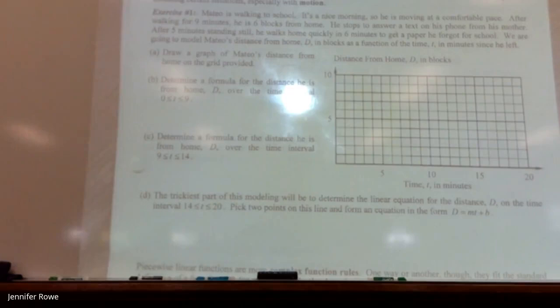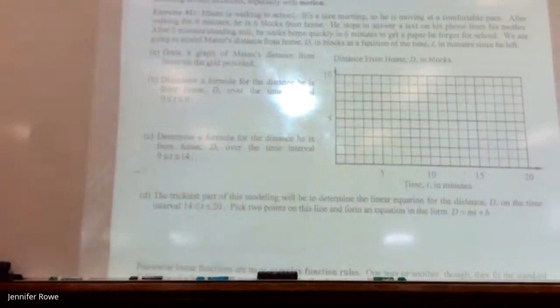All right. So in today's lesson, we will work specifically with piecewise linear functions, or those that are comprised of linear segments. These are particularly helpful in modeling certain situations, especially those with motion. Mateo is walking to school. It's a nice morning, so he's moving at a comfortable pace.